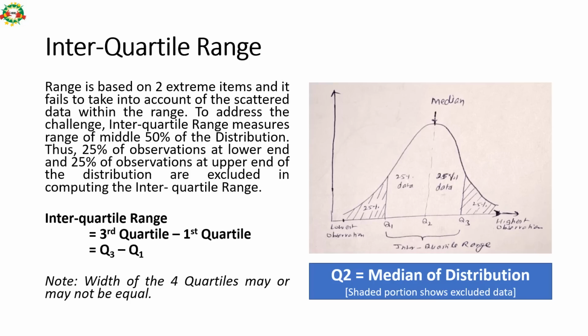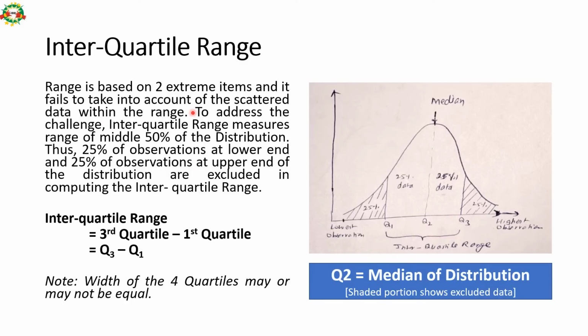Interquartile range. Interquartile range claims itself to be a better measure of dispersion. Why? Because it shaves off the lowest 25% and the highest 25% of observations, because these are tail data and they are not giving a real picture of the data. That's why we take out 25% lower data and 25% upper data. So this is calculated on the basis of the middle 50% of data.